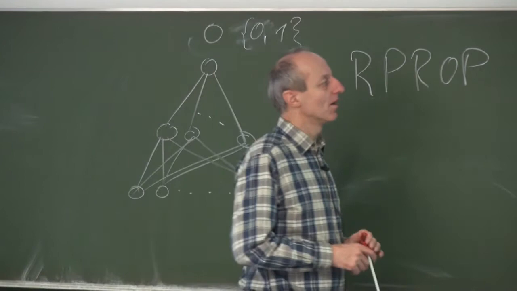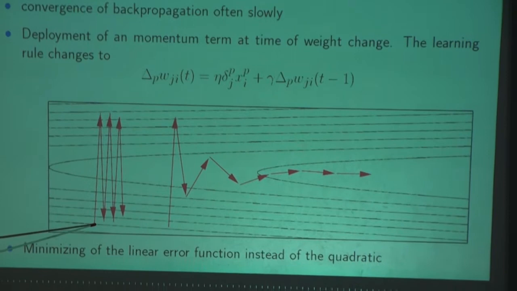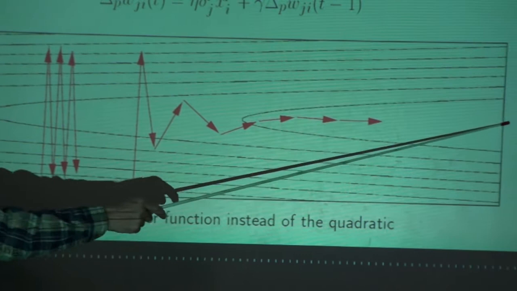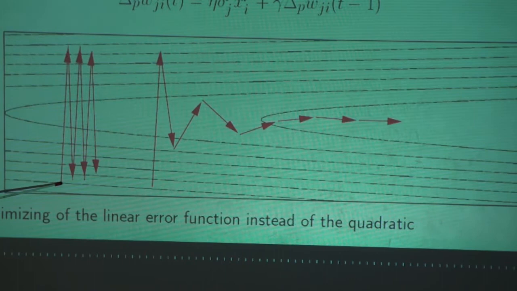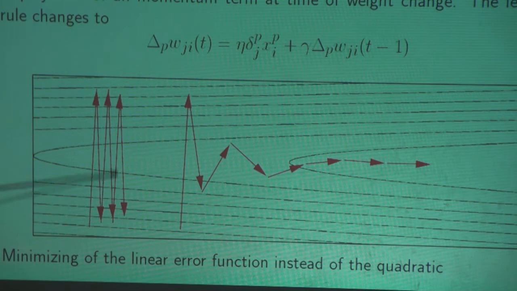But let's first talk about a simpler attempt to improve backpropagation. Look at this picture. I already showed you that if you have such a valley of the error function, so suppose down here somewhere is a minimum of the error function, and we start here with the ordinary backpropagation and with a learning rate eta, which is not extremely small, then it may happen that we get such oscillations back and forth between the two sides of the valley.